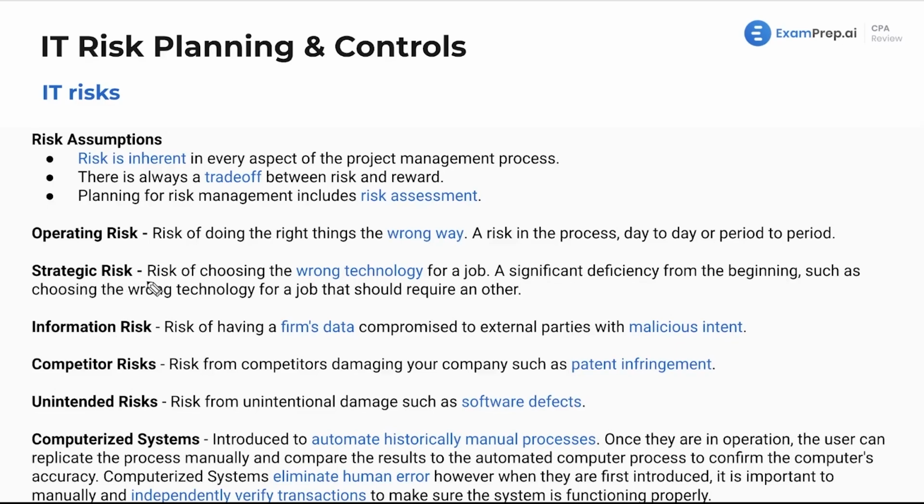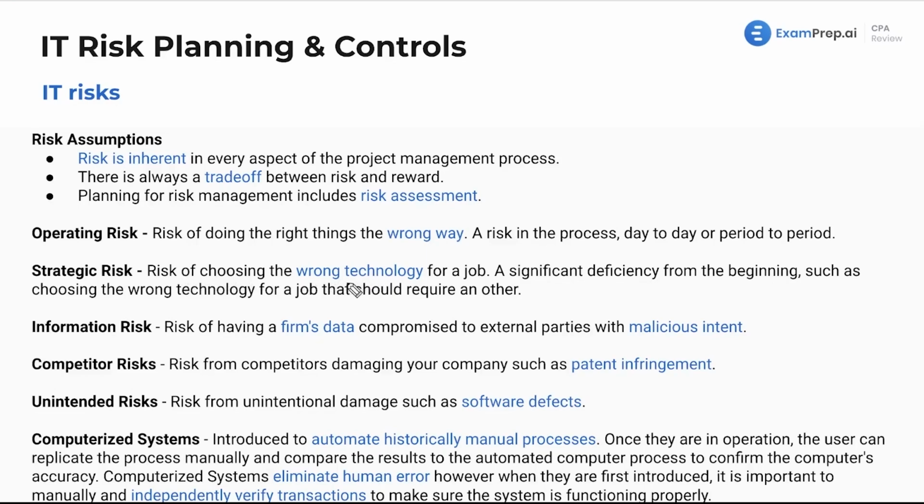Strategic risk. This is the risk of choosing the wrong technology for a job. What do you mean I can't run data models on Microsoft Word? Isn't that what it's for? No. Significant deficiency from the beginning, such as choosing the wrong technology for a job that should require another. Like you show up to dig the foundation for an 18-story building with a shovel. Those are extreme, funny examples, but at least I think they are. I hope you think I'm funny as well. Please like me. So this is the risk of wrong technology.